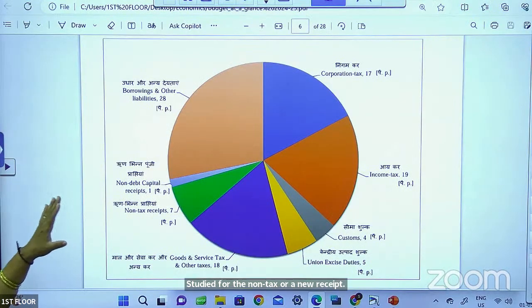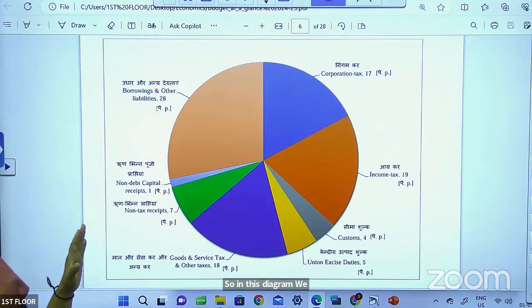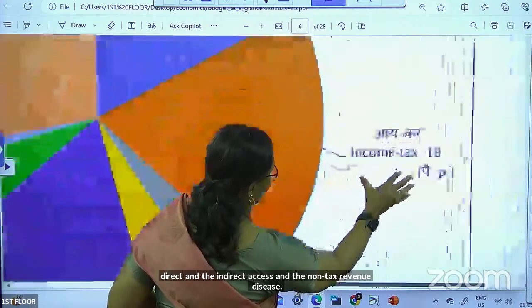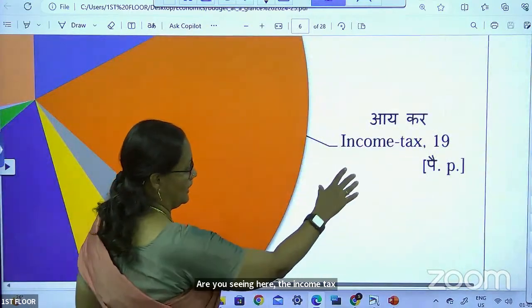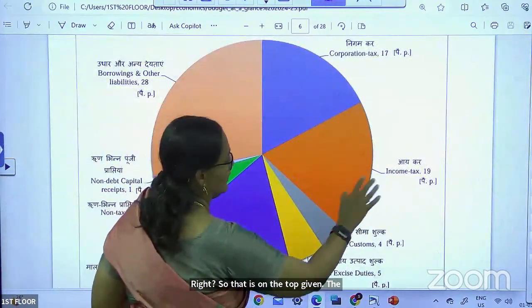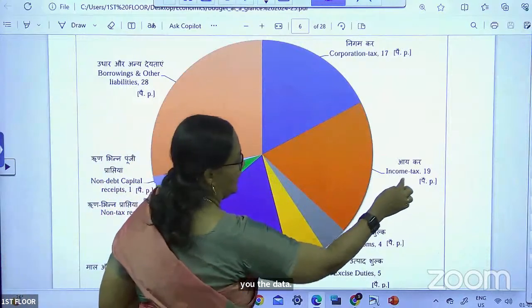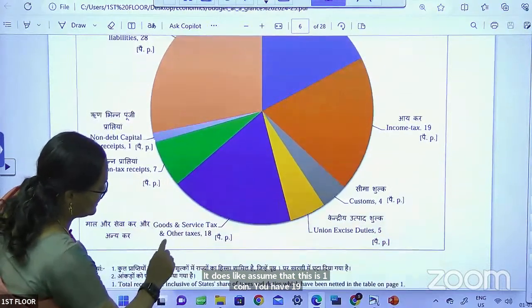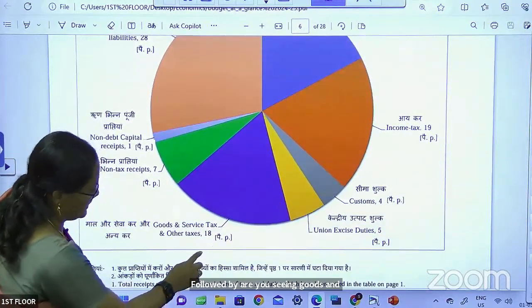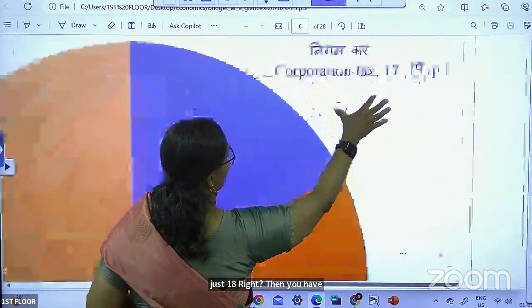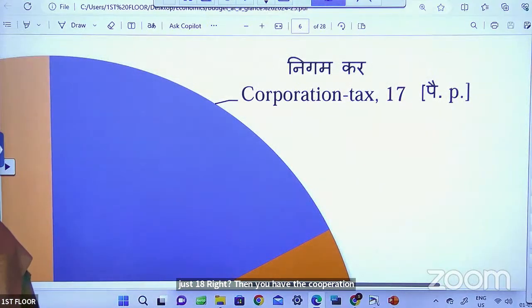So in this diagram, we are having all the types of receipts. First, we will see whatever we said as the direct and the indirect taxes and the non-tax revenue receipts. Are you seeing here the income tax? Right? So that is on the top, given the data. I'll tell you the data. Assume that this is 1 rupee coin. You have 19 paise coming from income tax. Followed by, are you seeing goods and services tax? So which is 18 paise here, right? Then you have the corporation tax, which is your corporate profit tax, which is around 17 paise.